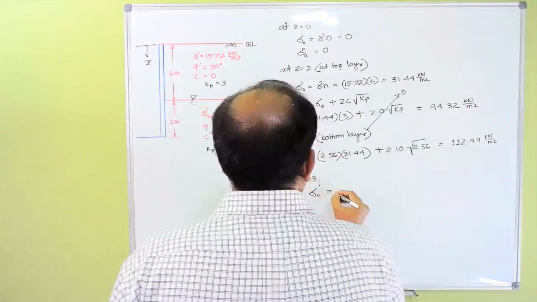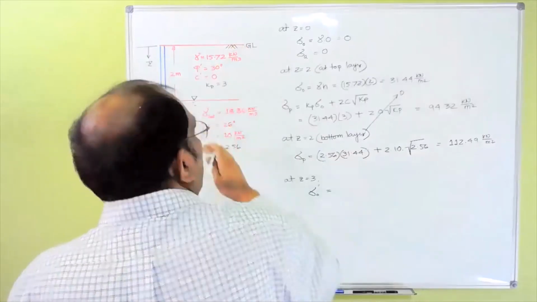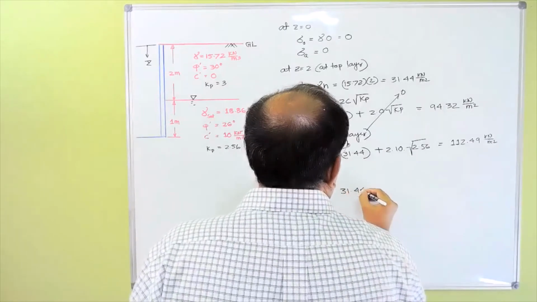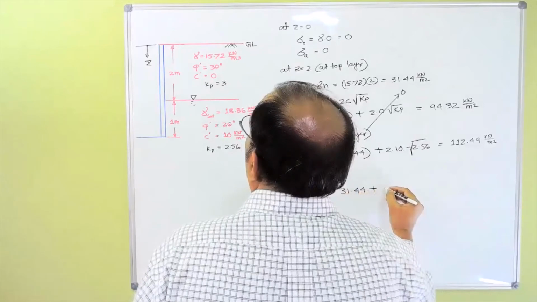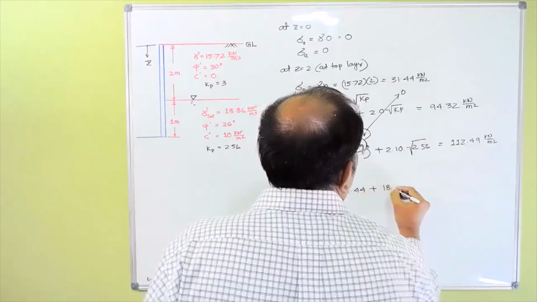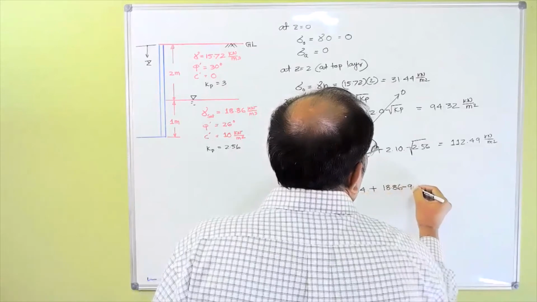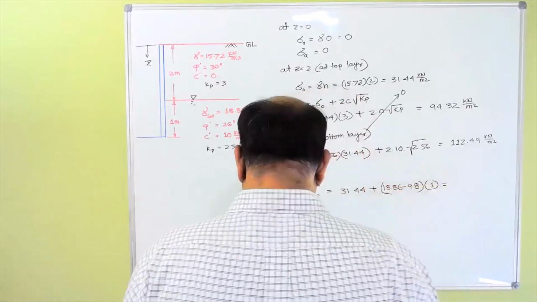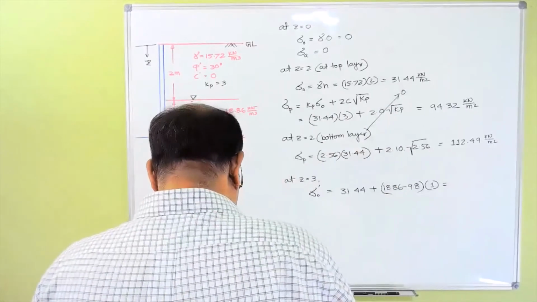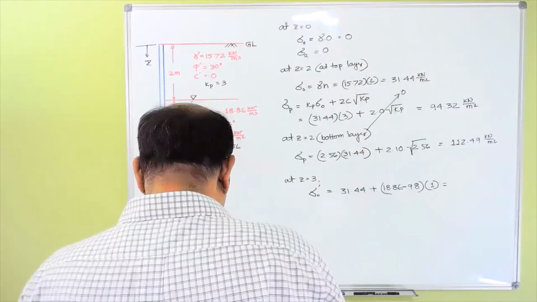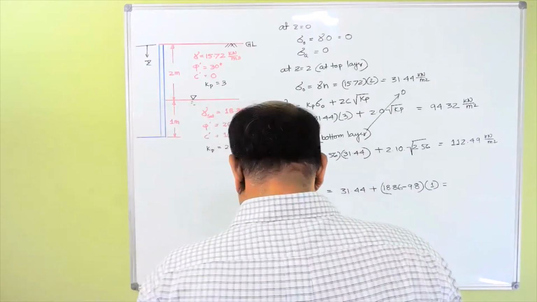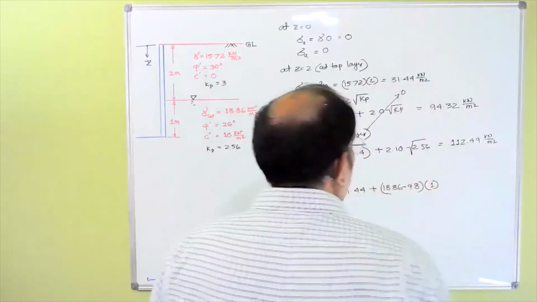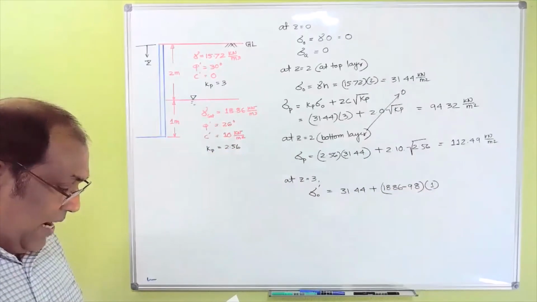Okay, so here at Z, my sigma naught prime is basically this one plus this 1 meter, so actually 31.44 plus gamma H, so 18.86 minus 9.8 into 1. So this one is basically, I don't know, I have to calculate that one here. So I'll just leave it like that.